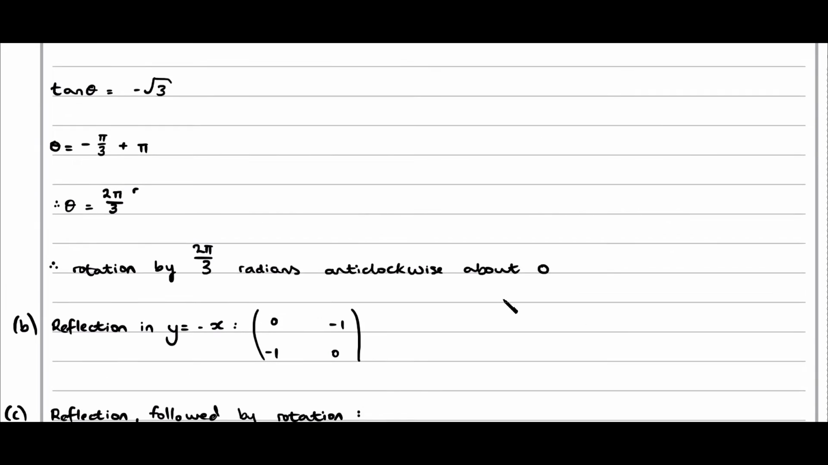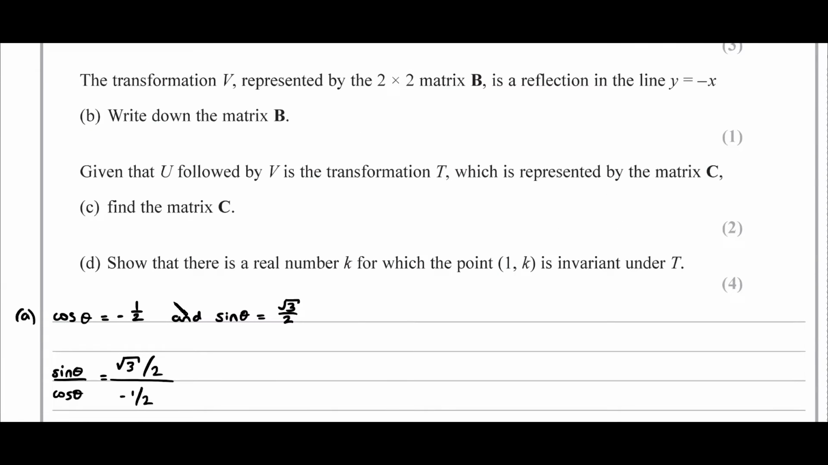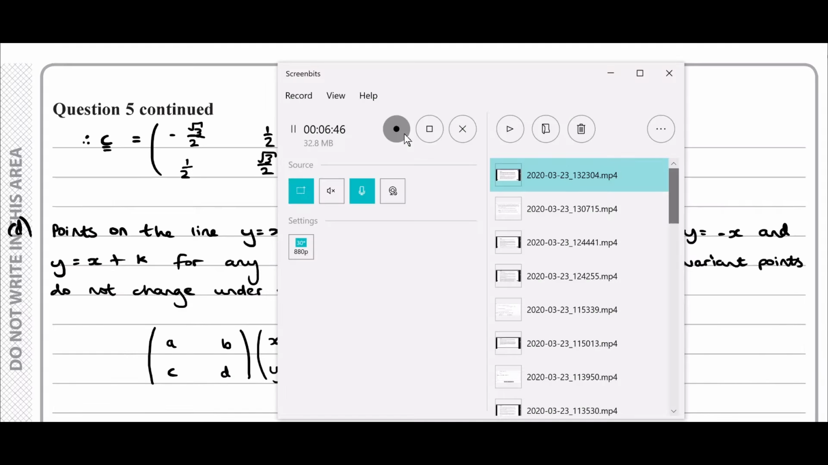We can of course conclude that our matrix C, which is what we want, is equal to -√3/2, 1/2, 1/2, and √3/2. And now for part D, we have to show that there is a real number k for which the point (1, k) is invariant under T. Well, we have the following to say about that.